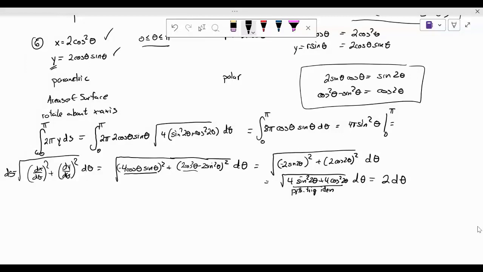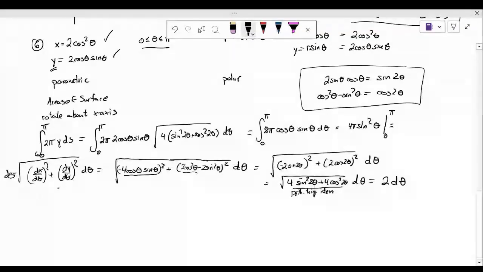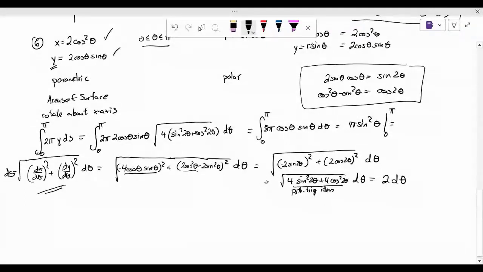Something went terribly wrong there. If anybody sees it. Beep, beep, beep. What is y? Well, I don't want to dwell on it too much. We said y is 2 cosine sine. Parametric formula.